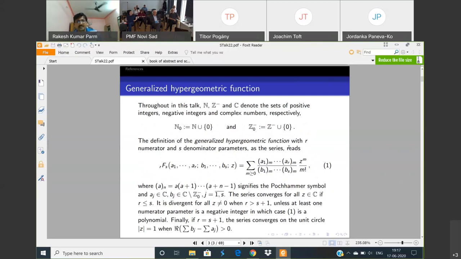Throughout this talk, the standard notations N, Z, C denote the sets of positive integers, negative integers, and complex numbers. The generalized hypergeometric function with r numerator and s denominator parameters is defined by the series representation, equation number 1, where the Pochhammer symbol appears, and the series converges for all z belonging to the complex numbers if r is less than or equal to s, and it is divergent for all z not equal to 0 when r is greater than s plus 1, unless at least one numerator parameter is a negative integer, in which case it is a polynomial. Finally, if r is equal to s plus 1, the series converges on the unit circle, modulus z equal to 1, when the real part of the sum of the denominator parameters minus the sum of the numerator parameters is greater than 0.